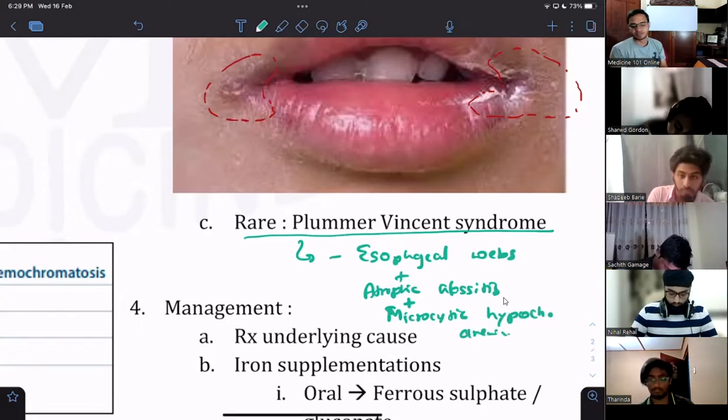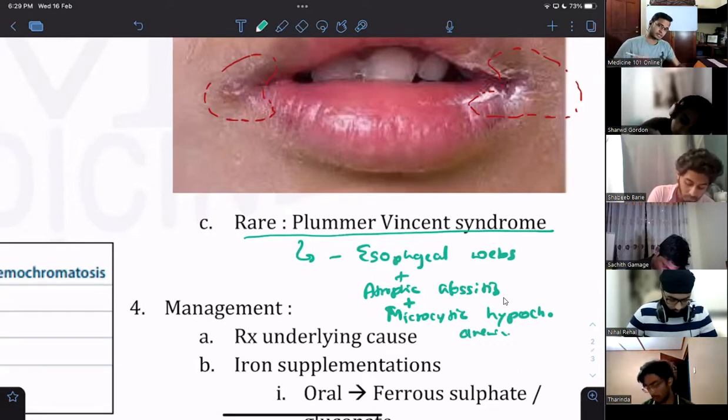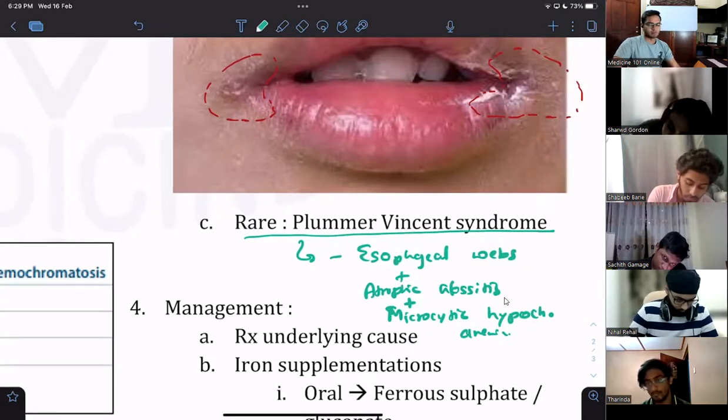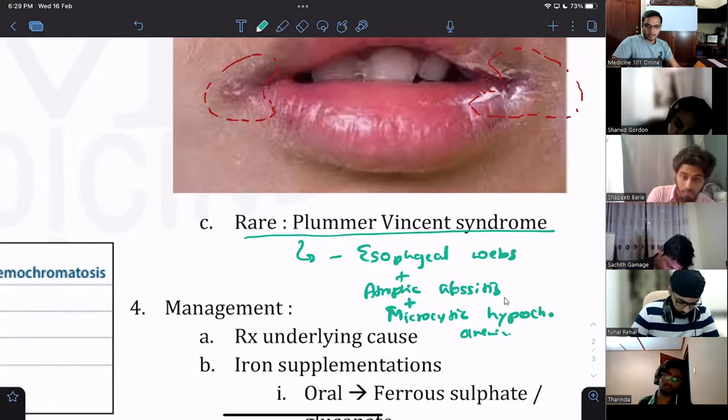This is Plummer-Vinson syndrome. Very rare, guys. Sometimes if the webs are formed and cannot be easily removed, we have to go for surgery. Sometimes you have to cut off parts of the esophagus as well. It can get that bad. So it's very rare, and a very severe case.